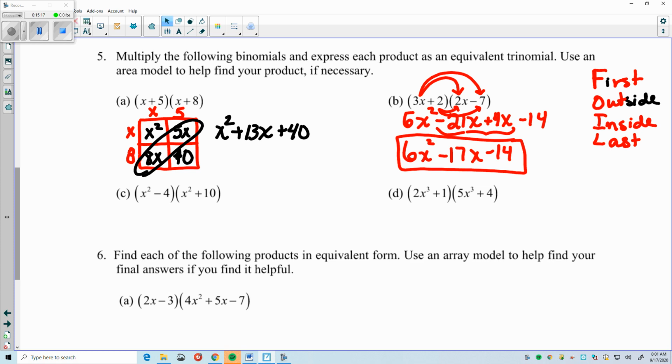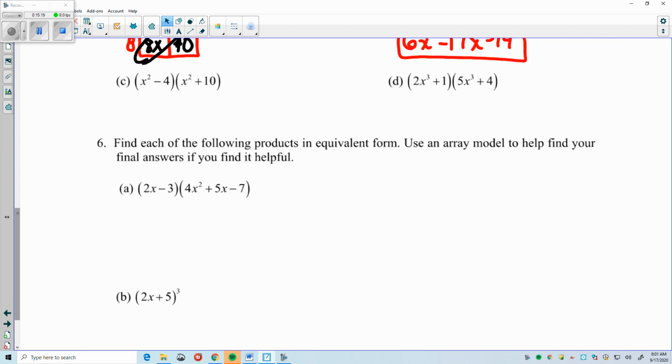Same thing with letter C. It looks difficult because you have squareds. I'll be honest with you, it works exactly the same way. So what I'm going to do with letter C and letter D is the same thing that I did in number 4. I'm going to provide you the answer. I'd like you to try these. So I have x to the 4th plus 6x minus 40 for an answer for letter C. You can try either the area method or the FOIL method, see which one you like.